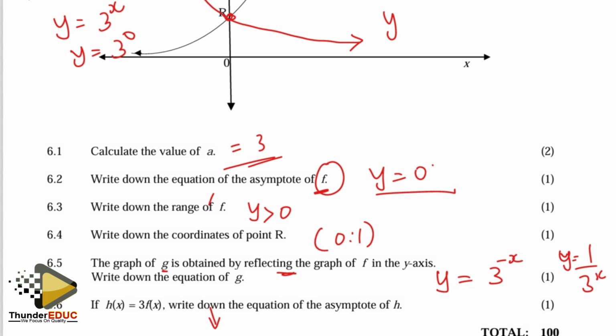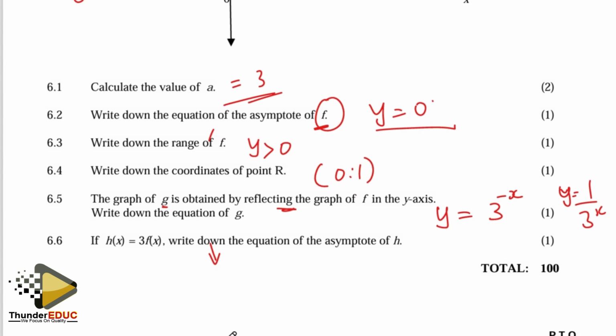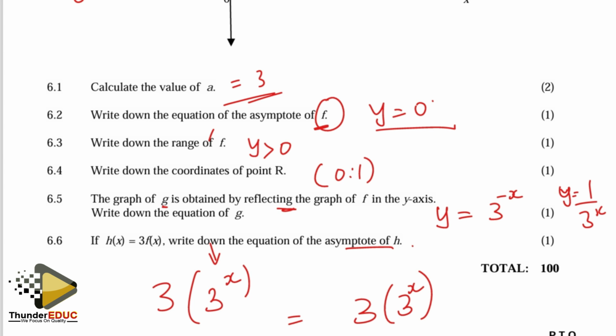Then lastly, if h of x is 3 times f of x, they want us to write down the asymptote of h. So 3 multiplied by 3 to the x, there's not much of a difference that's going to happen, because by multiplying by 3, you're basically making the graph bigger, but the asymptote will still be the same. So we're still going to say y is equal to 0.